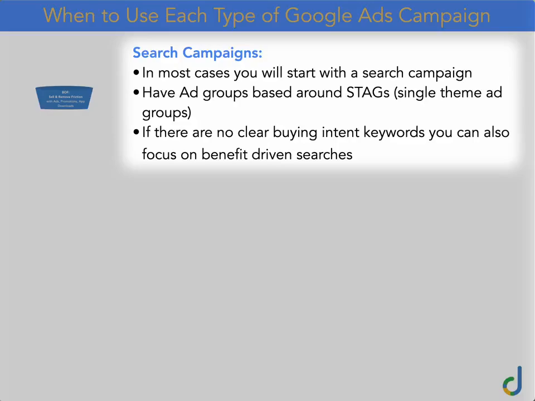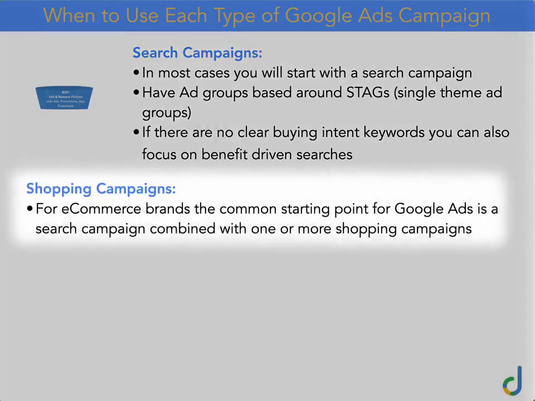But because there wasn't any really clear search traffic for baby earmuffs, which was all around the sound hearing, what we did was start creating search campaigns based around benefit-driven searches. So hearing protection for kids or hearing protection for babies. So that's what I mean by a benefit-driven search. So if there's no clear buying intent, focus on the benefits.